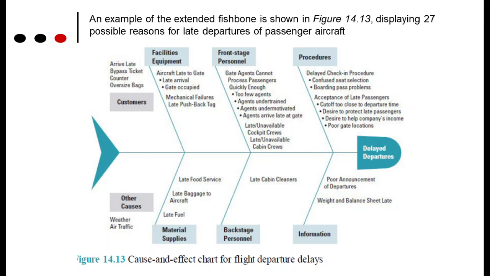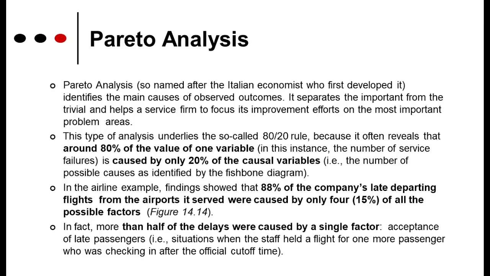So any of this can lead to a delayed flight departure. All of this, which I just read out, totals 27 different possible reasons. So you see, if you actually plot it out, there are so many different reasons why a flight actually got delayed. Moving on from root cause, we go to something called Pareto analysis.